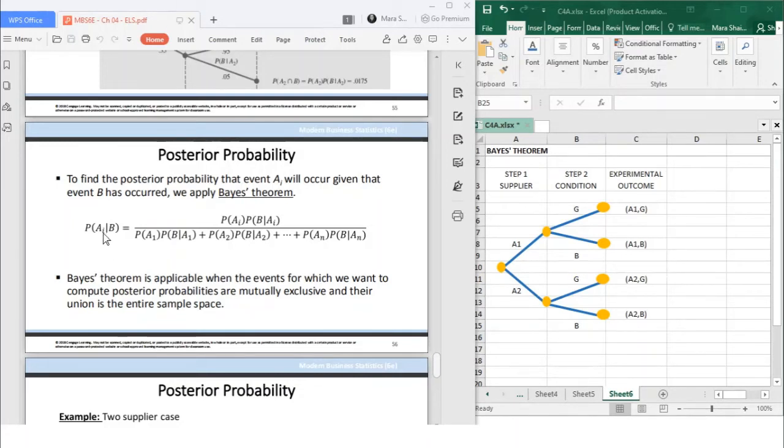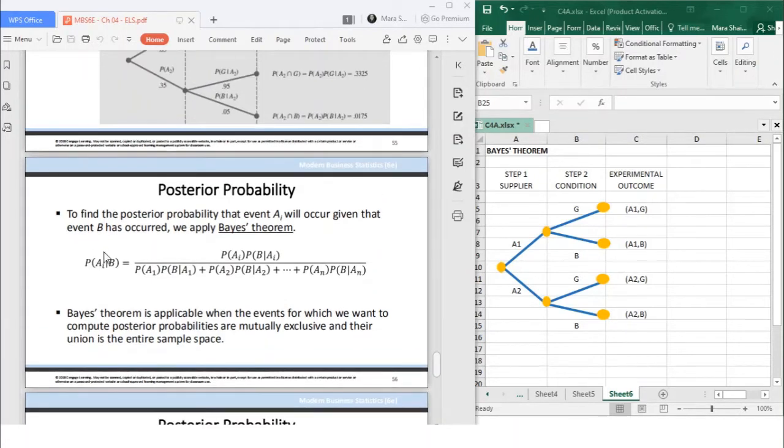Now, you have here the computation of your posterior probability. This is different from the earlier ones. This is the probability of supplier 1 given bad, or given the second condition, so either good or bad part. This is the Bayes theorem. So how did you arrive at this equation?